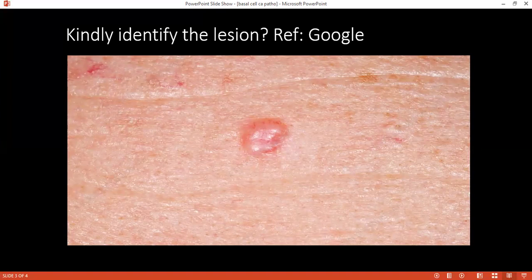How does basal cell carcinoma metastasize? Okay, basal cell carcinoma is mostly locally advanced. It rarely metastasizes, but if it does, it might metastasize to the lymph nodes, by the lymphatic way. Yes, very good.